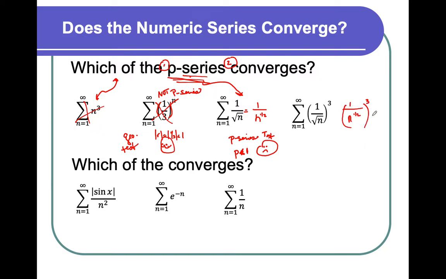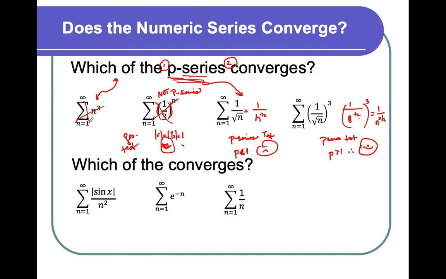Right? 1 cubed is just 1, isn't it? And n to the 1/2 times 3 is n to the 3/2. So can you run the p-series test on this? Yeah. It is the p-series form, and p is greater than 1, therefore by the p-series test, this p-series converges. Right? So I got converge here.